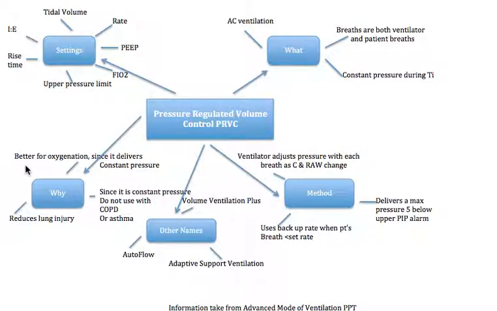Up here, so PRVC is good for oxygenation since it does deliver that constant pressure. So if you're having patients that are having some problems with oxygenation, you might want to try this mode if you're not already in it. And then over here, just some other names for this mode and different ventilators is Volume Ventilation Plus, Adaptive Support Ventilation, and Auto Flow. So that is it with PRVC.